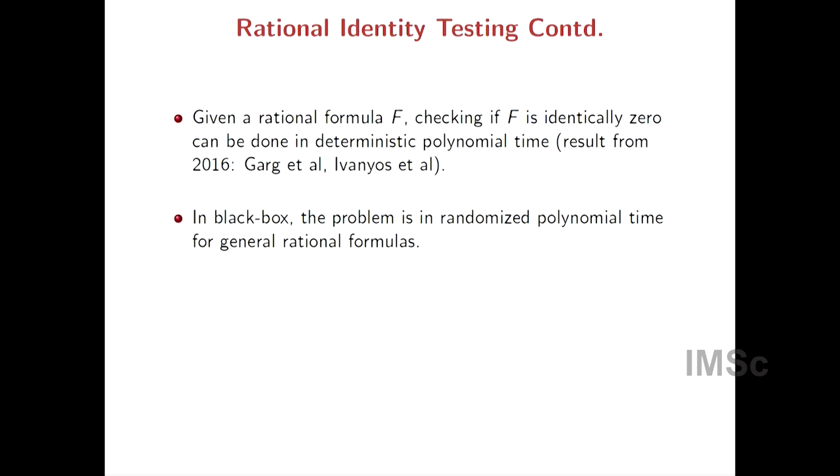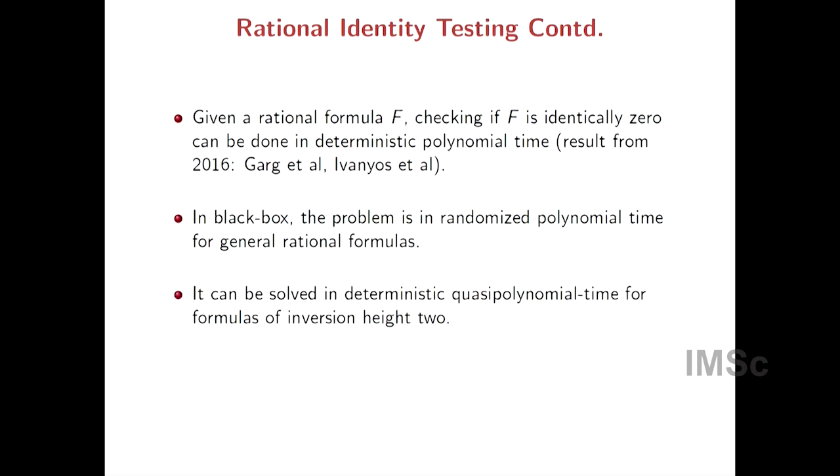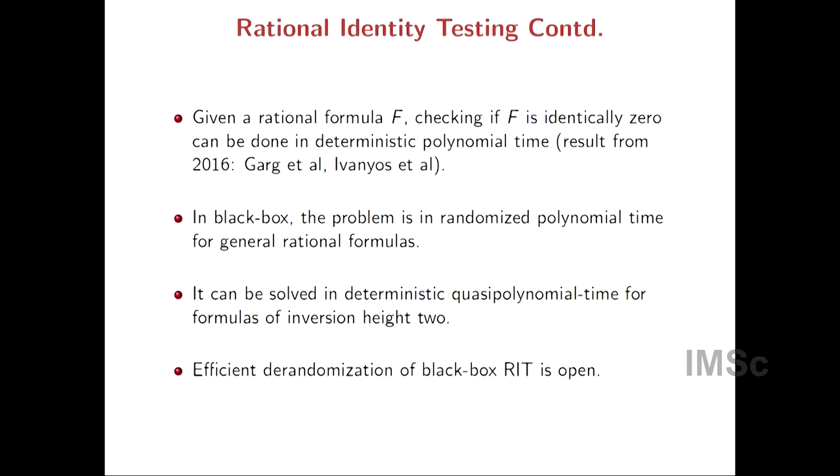So the rational expression is inside a black box, and how do I deterministically check whether it is the zero expression or not? We can only do it in the special case of inversion height 2, and we only get a quasi-polynomial time algorithm, an n to the log n time algorithm. And the efficient de-randomization is open.